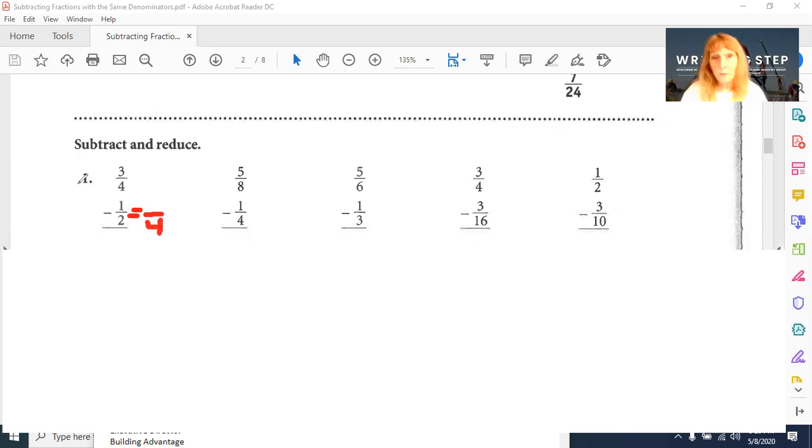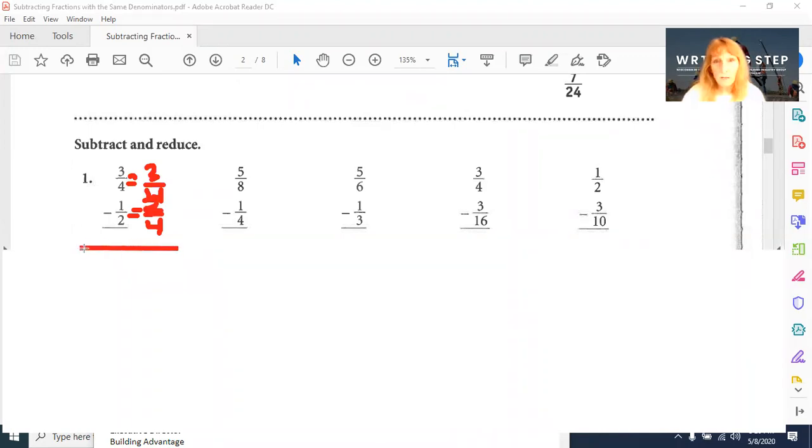And that allows me to keep the 3/4 just the way it is. So I'm just going to rewrite it as 3/4, just so that I keep everything lined up. And I got to squeeze a number in there. Okay, what is 1/2 equal to? Yes, 2/4. So now I have 3/4 minus 2/4. Hopefully you can see that it's all squeezed in there.